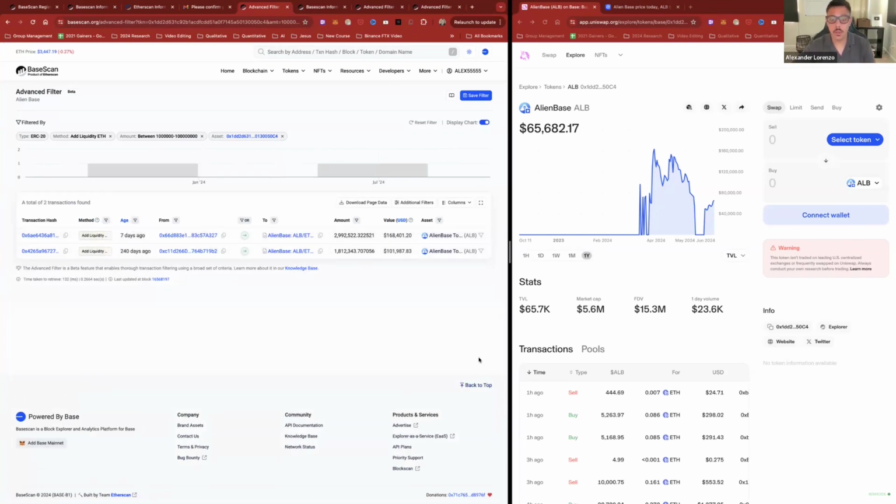So what do we know about liquidity? We know that when somebody puts their money where their mouth is, ETH or USDC, I listen. And you can see right here, 7 days ago, somebody added 168,000, which is pretty big, considering the total TVL is only 65K. So they took an L to add that liquidity. You understand what I'm saying?